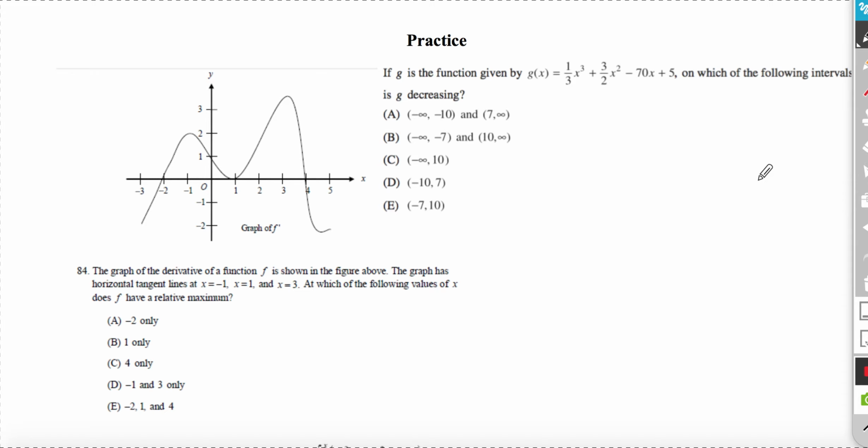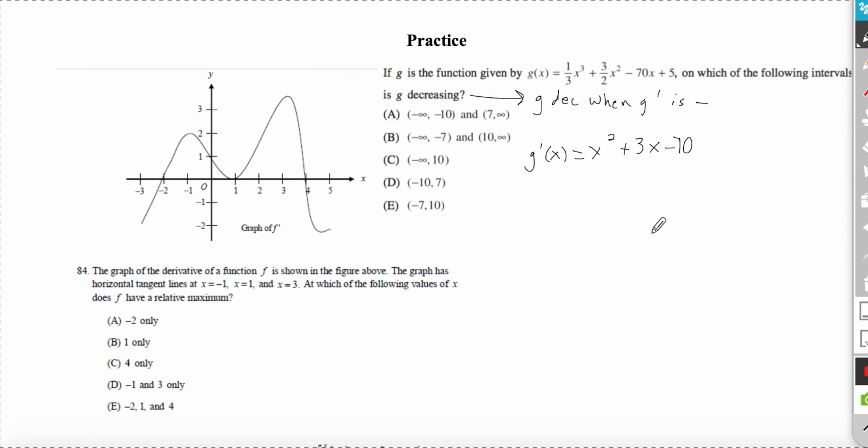All right, let's go ahead and begin. Let's start with this one up here, upper right. If g is the function there, on which of the following intervals is g decreasing? So I write myself a note. Always good to annotate. g decreases when g prime is negative. So I find g prime. What is g prime? g prime of x, I need the derivative of this, will give us x squared plus 3x minus 70, right?